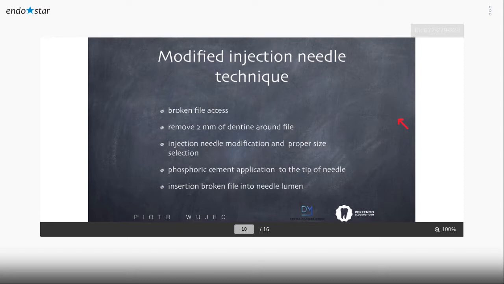If it goes inside, my dental surgery assistant prepares phosphoric cement with a rapid setting time, and with a pecking motion I apply 1 millimeter of this phosphoric cement at the end of the needle and place it again on top of the broken instrument. Then I wait 1 or 2 minutes for the cement to fully set and be hard as a rock, and then I remove the broken instrument from inside the canal.